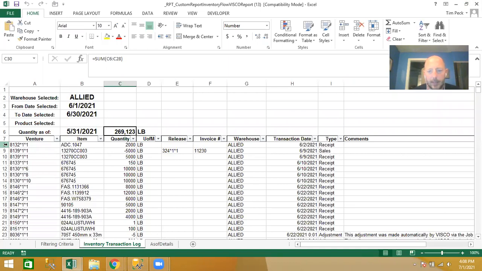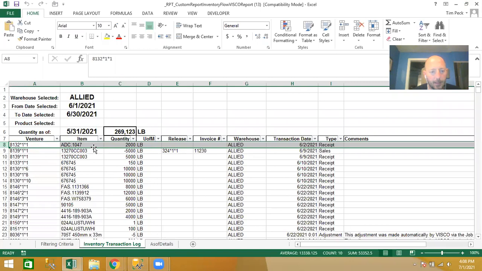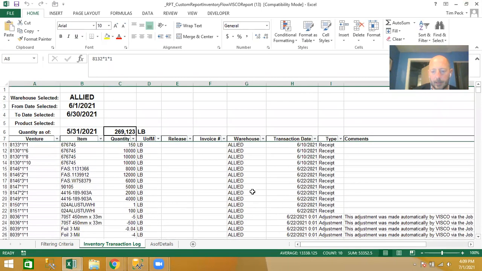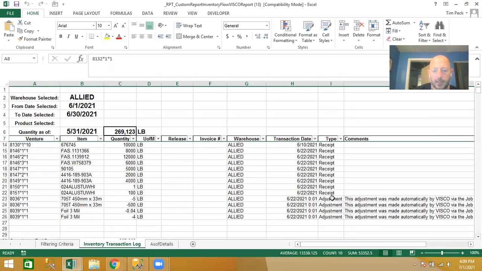So this would be containers that were received in, like this one, where we had 2,000 pounds of that particular product received in on the 2nd of June. We know that because it says receipt, so we know that's a receipt of a container. Then on the 9th, there was a sale, so there's 5,000 removed on that day, right? And then you have additional containers coming in, and also any inventory adjustments are reflected there too.